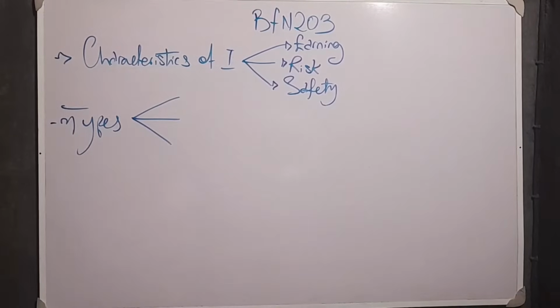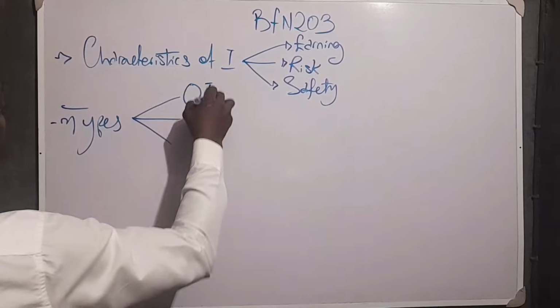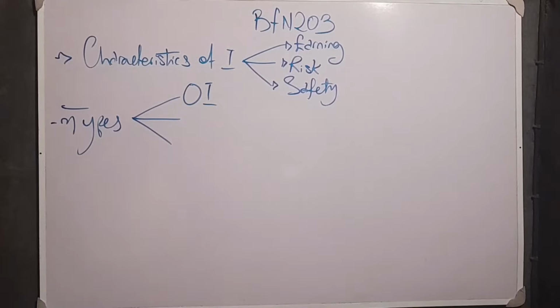I want to talk about the types of investment very quickly. To mention but a few, when we say types of investment, we have the ownership investment, OI. Now, I want to talk about the ownership investment. What are we referring to? This is the type of investment that revolves around committing your funds in capital market security.